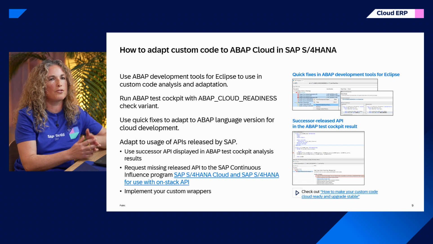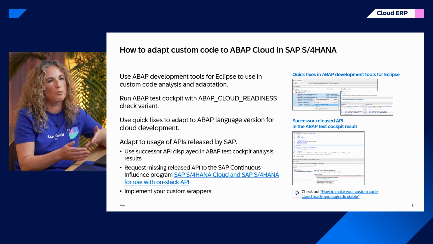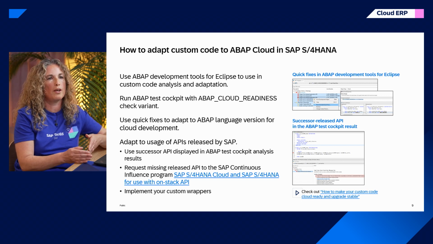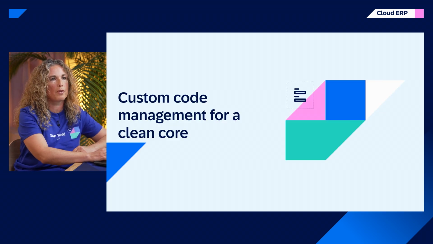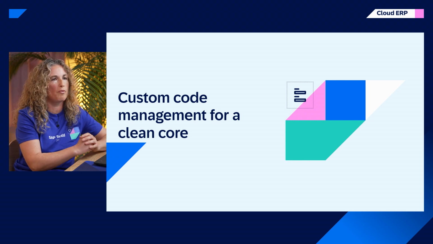And then you can just use the successor API provided in the ABAP Test Cockpit results in order to adapt your code to the usage of a released object. And as already said, if you are missing a publicly released API, request it at SAP or implement your own custom wrappers. So far, so good for custom code development in a clean core way.